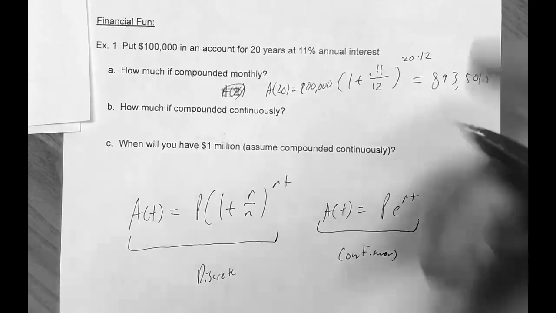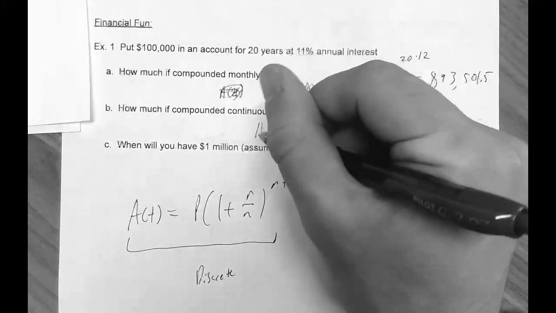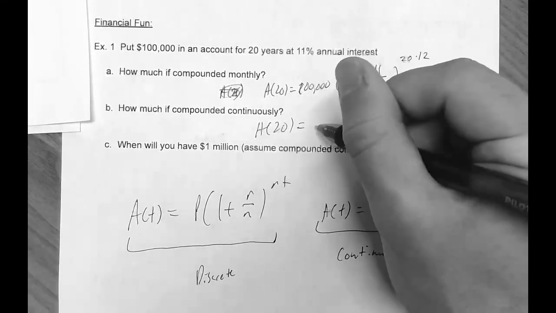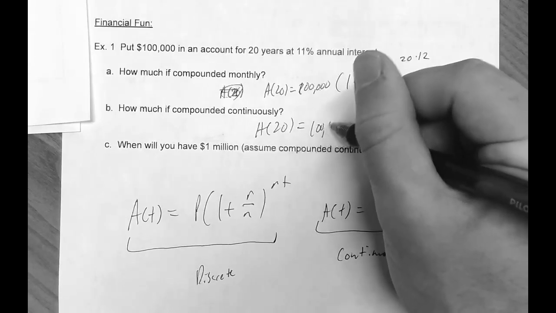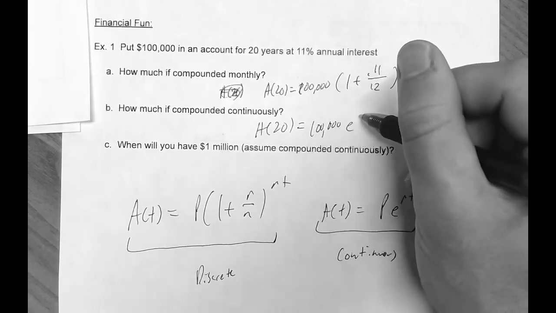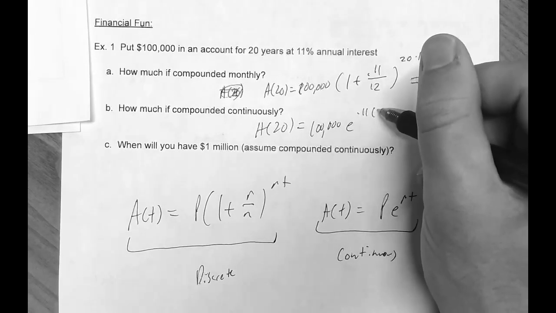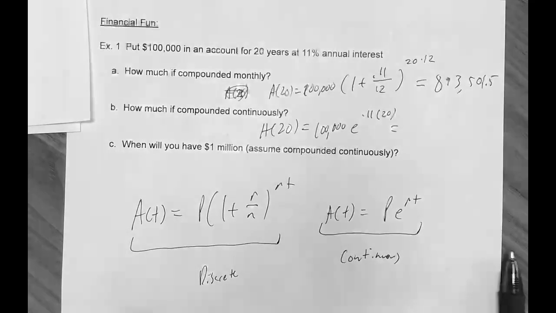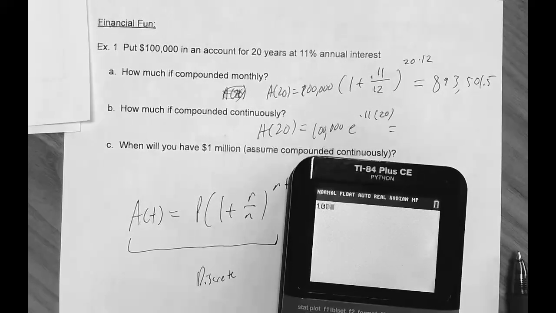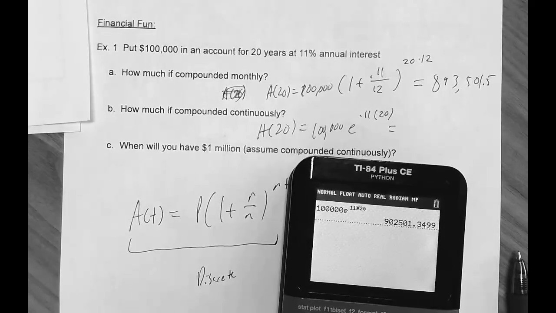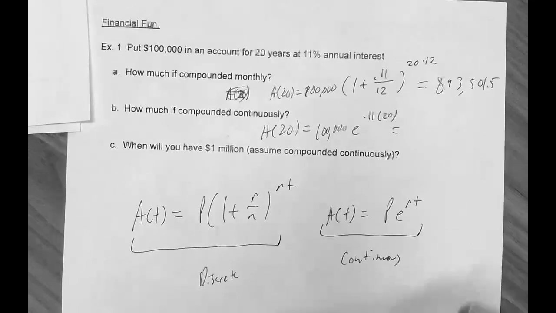Okay. If it's continuous, it would be A of 20 equals 100K times e to the 0.11 times 20. Same thing, 100K times e to the 0.11 times 20. It's 902,501.